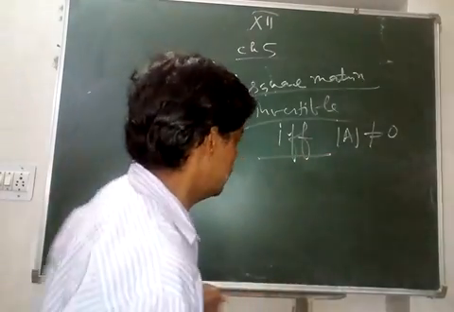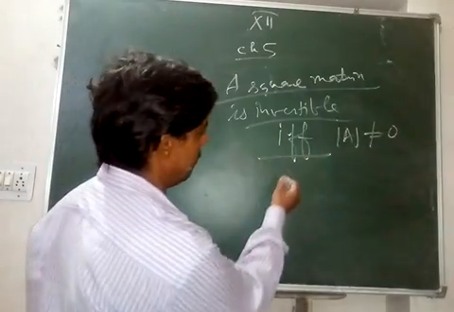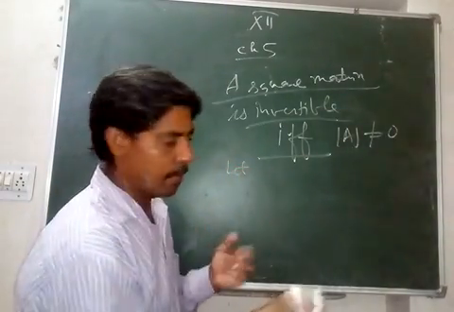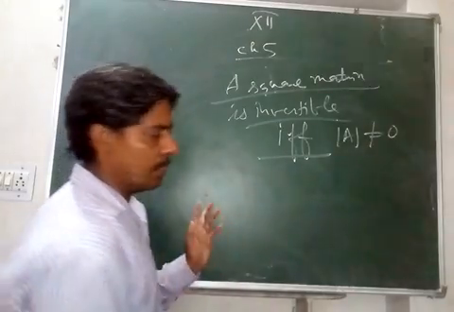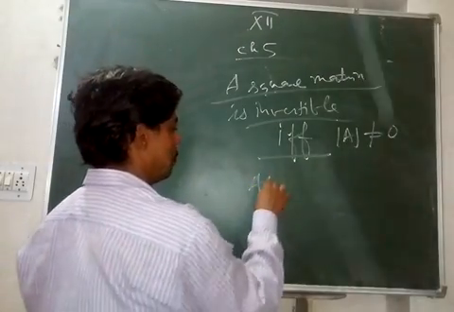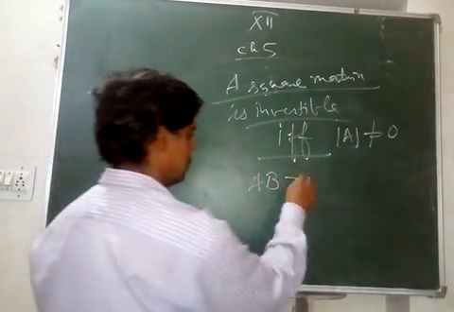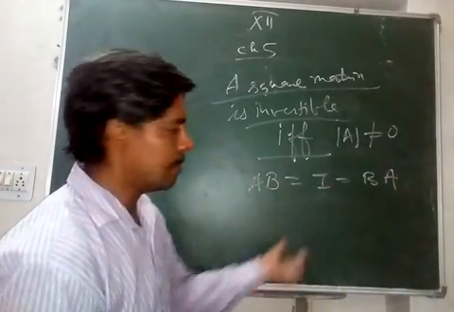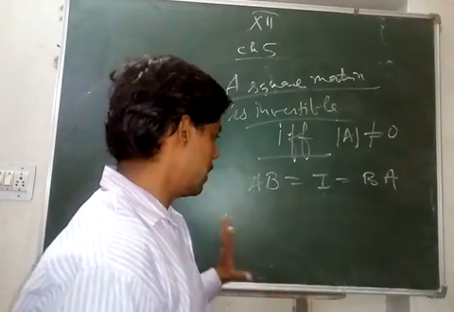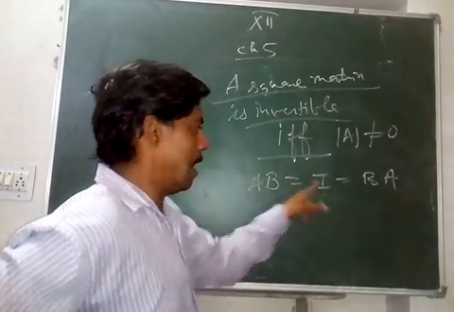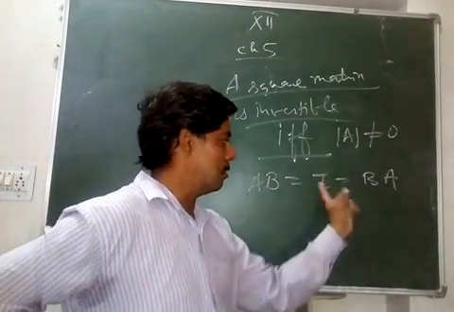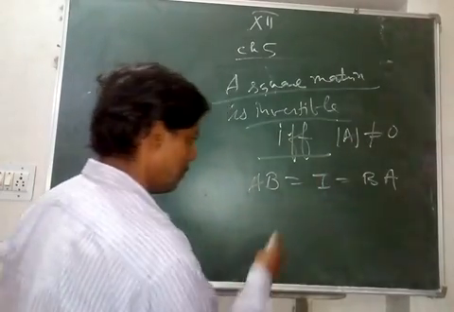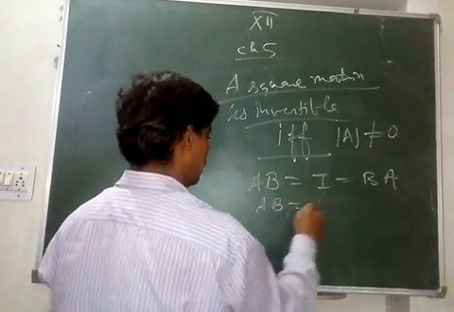So see how you will use if and only if. Suppose let us assume that the matrix is invertible. Whenever a matrix is invertible, you have to understand one thing: A into B is equal to I, and also B into A is equal to I, where I is the identity matrix. So we are writing A into B is equal to I.